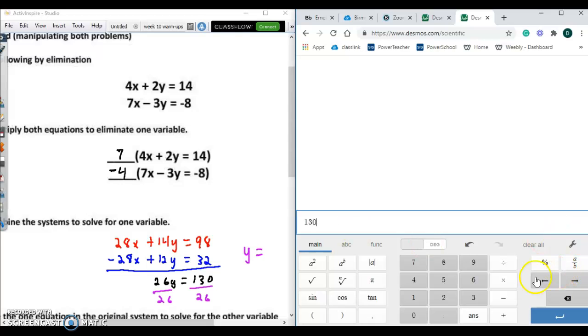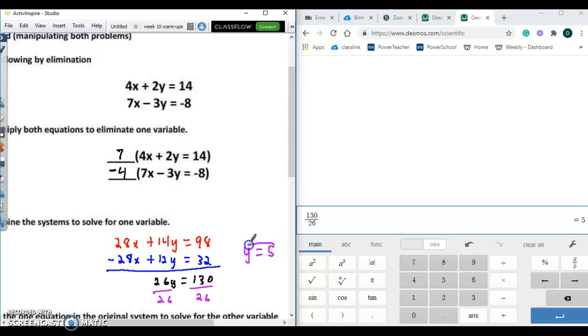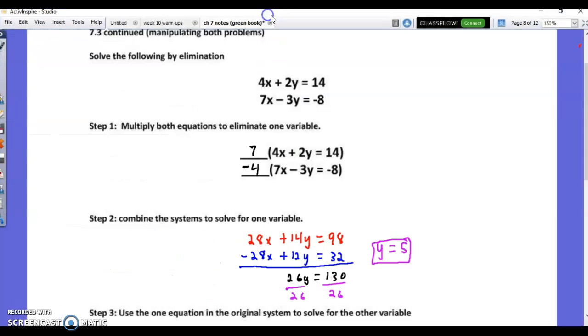So 130, I can use this or this, divided by 26. That gives us 5. So y equals 5. So there is our y. A lot of work. And this is why it's part 3 of this section, okay?